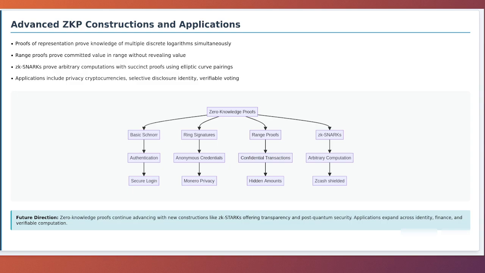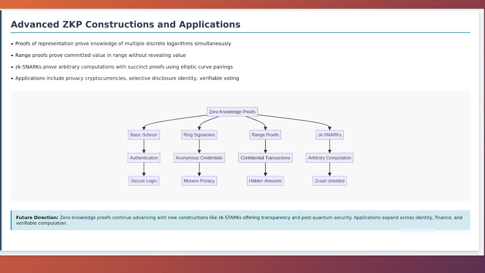Set membership proofs allow you to prove that a committed value is one of a specific set of values, without revealing which one. For example, proving that your age is in the set 18, 19, 20, 21 without revealing your exact age. Or proving that your account balance is above a threshold by proving it is in the set of all values above that threshold. These proofs use techniques similar to ring signatures, but are more flexible and can handle larger sets more efficiently.